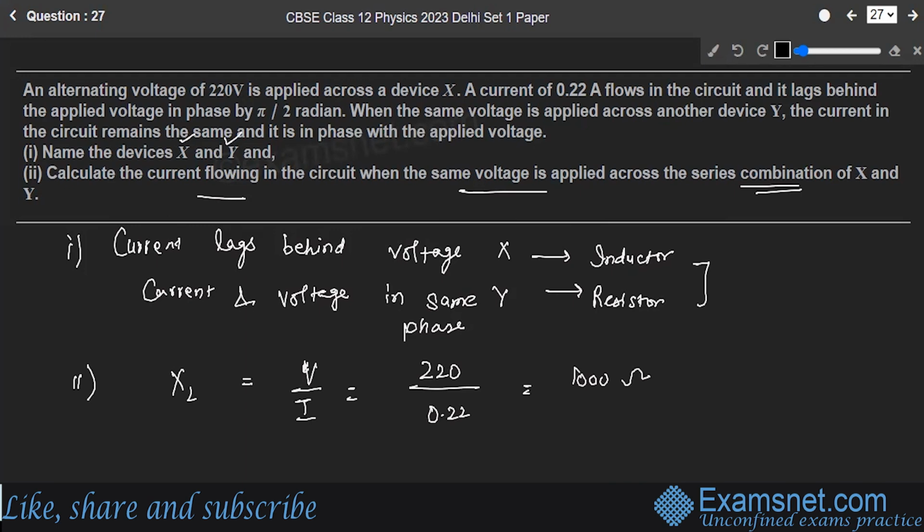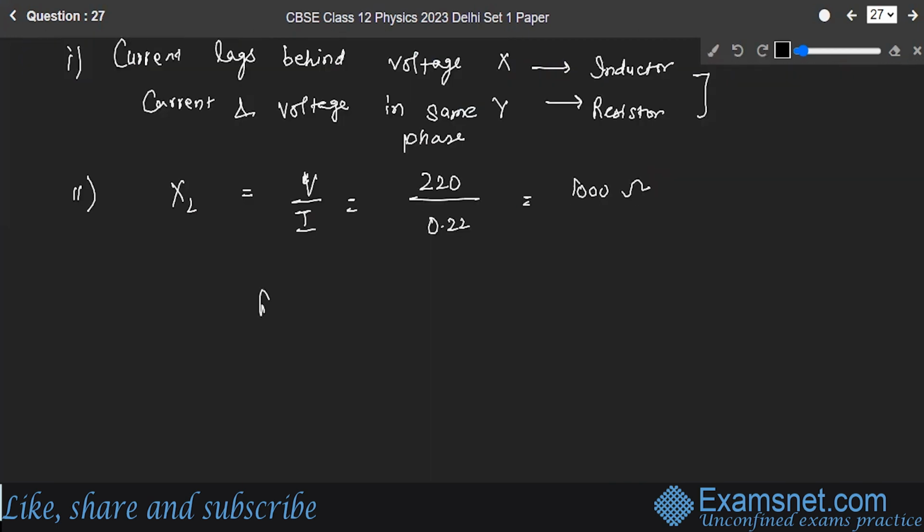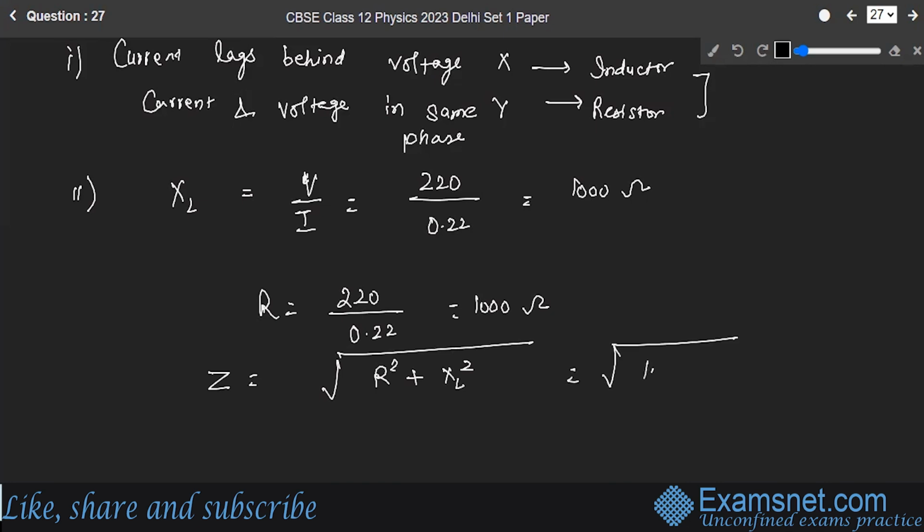So you have the resistance also. The resistance is equal to 1000 ohms. You know the impedance Z is given by root of R square plus XL square. So this is equal to root of 1000 square plus 1000 square. This will be equal to 1000 root 2 ohm.